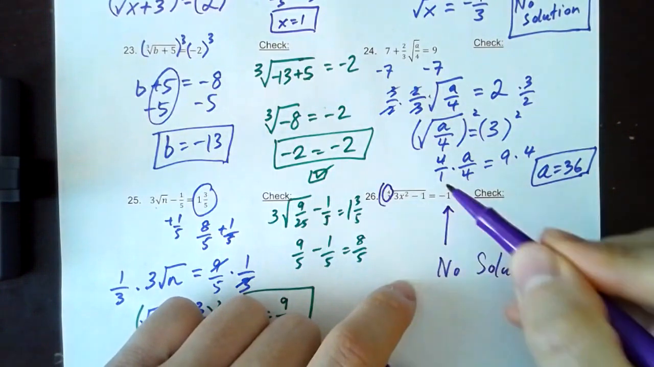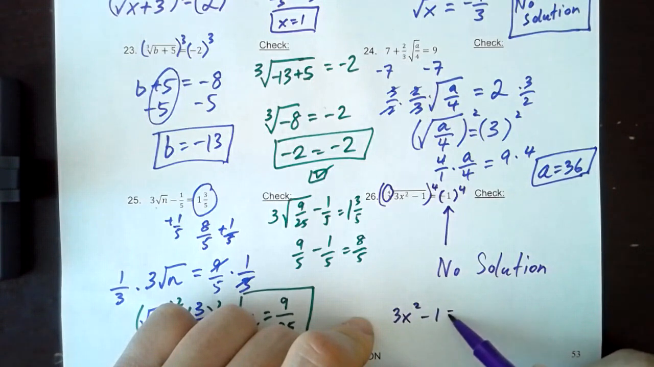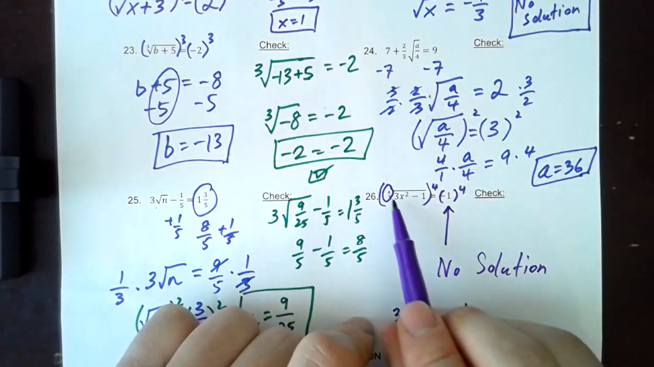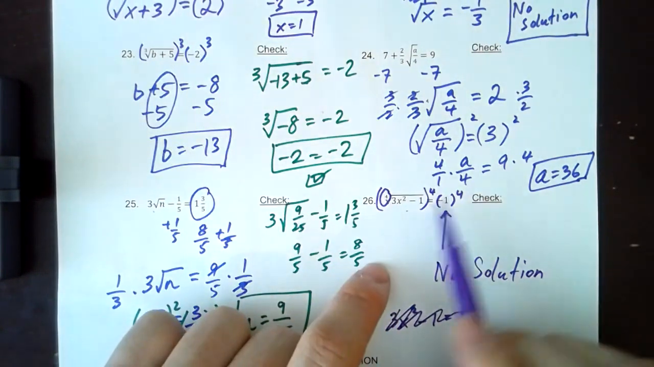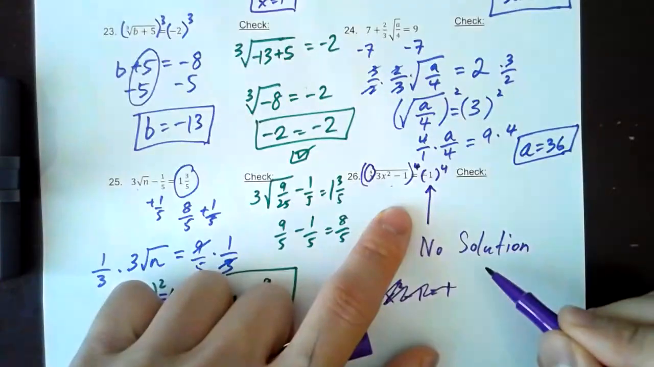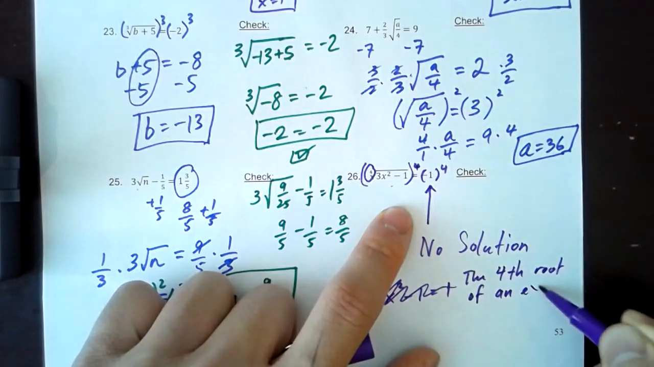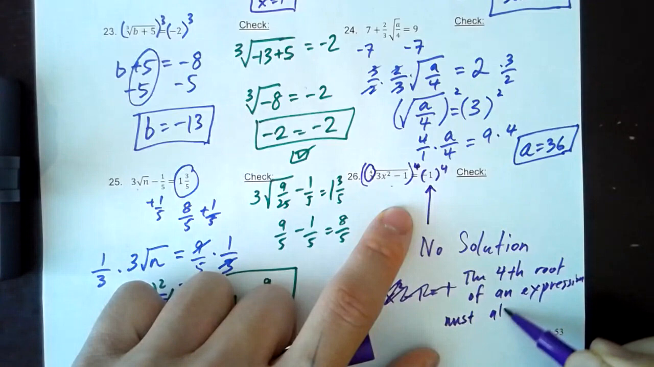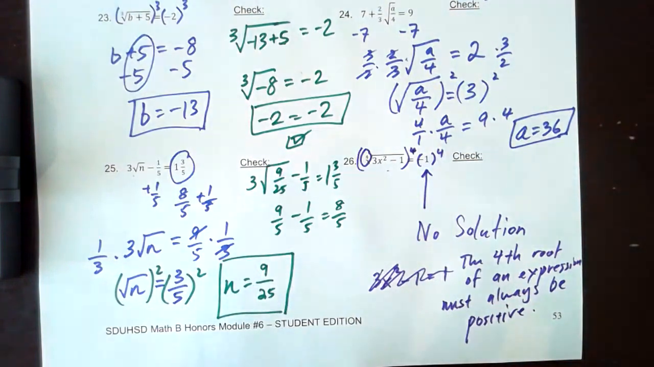All right, let's just say you didn't catch that. If you did fourth, you would get 3x squared minus 1 equals 1. And it would never, the fourth root of something should never equal a negative. So I don't even want to go there, okay? Don't go there, just look at it. The fourth root of an expression must always be positive. And that is the lesson.